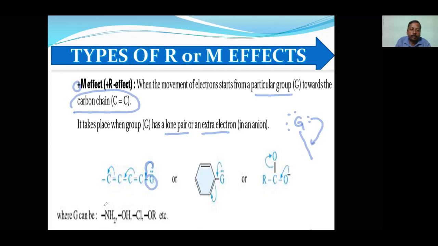Examples: amine, where you will find a lone pair on the nitrogen. Alcohol, lone pair on oxygen. Three lone pairs on the halogen, like Cl, and alkoxy, lone pair. Whichever group has a lone pair is supposed to show the mesomeric effect of addition, that is the plus M effect. Okay. Now let's see the next effect.